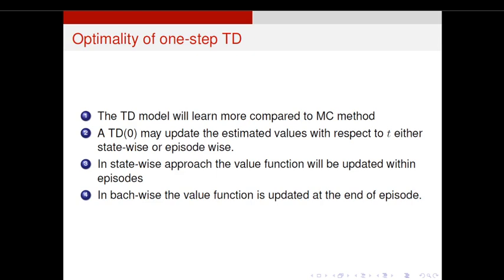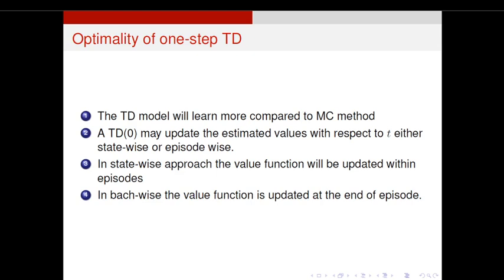The second point is that TD0 may update the estimates with respect to the step index, state index T, either state wise or episode wise. That means when we look into an environment, the agent can update the state value just state wise. From the second state it can learn the reward, and using the return at the second state it can calculate the reward and also the value at the state S as R plus gamma into the next state value V of S dash. Okay, this is one option.